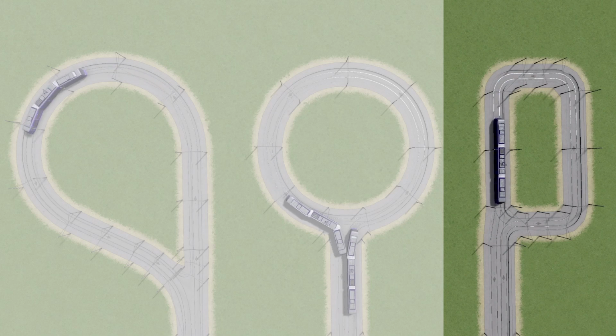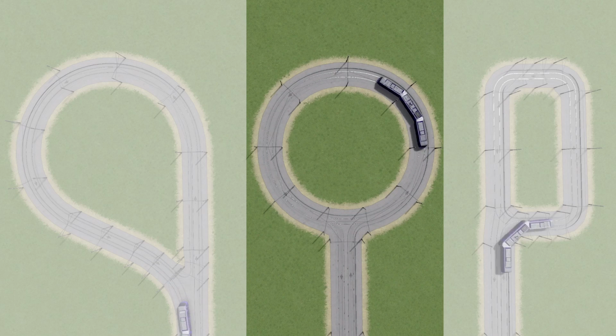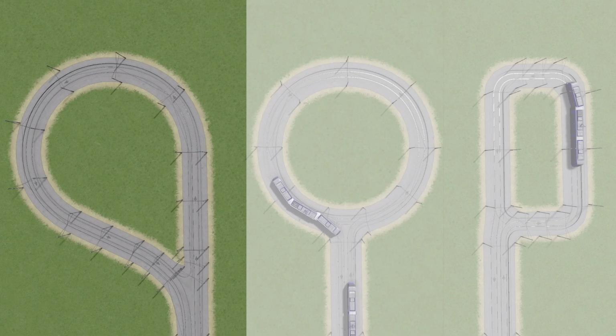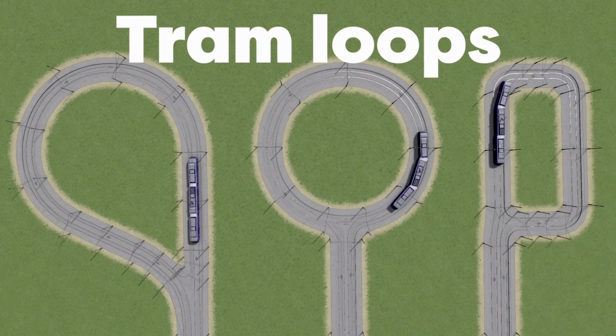This is not a tram turnaround. This is not a tram turnaround either. This is a tram turnaround loop. What is the difference? It's very simple, really. One works and the other two don't.